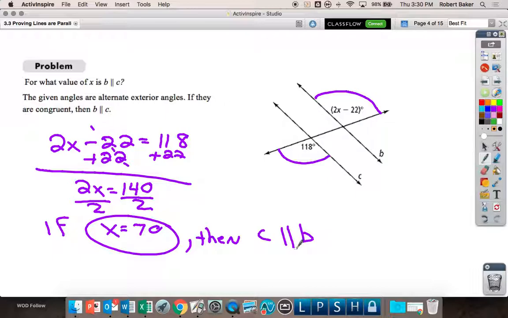If x equals 70, this angle is now 118 degrees. If x is anything but 70, let's say that x is 50, this angle becomes 68 degrees. So when x is 50, are those two lines parallel? No. But when x is 70, are those lines parallel? Yes. So you force those two lines to be parallel by saying x has to be 70.